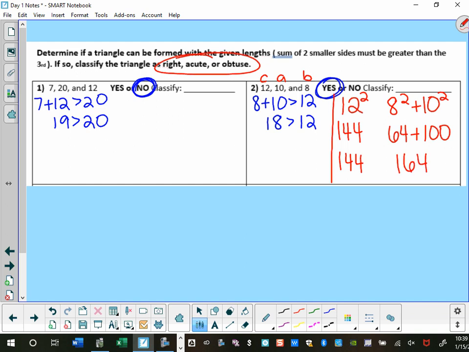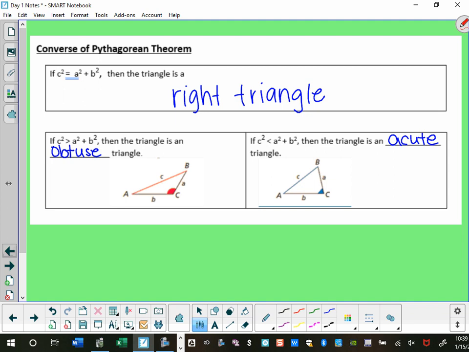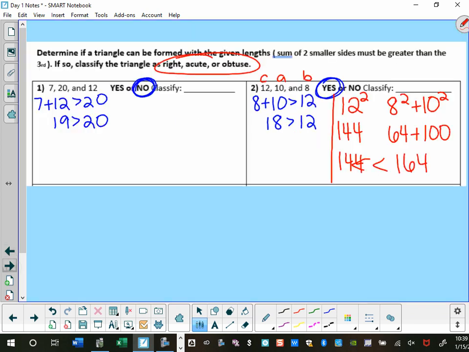Which number is greater? So I'm basically saying 144 is less than 164. Would that be right, acute, or obtuse? If it's less than, your hypotenuse squared is less than the other two sides squared. So let's look back here. It's going to be acute.